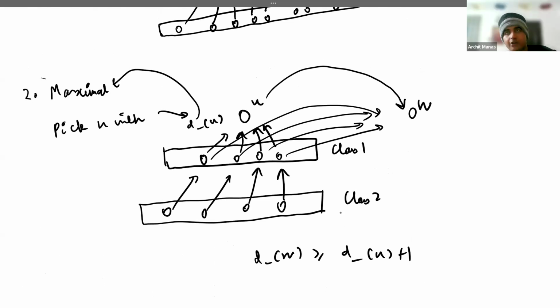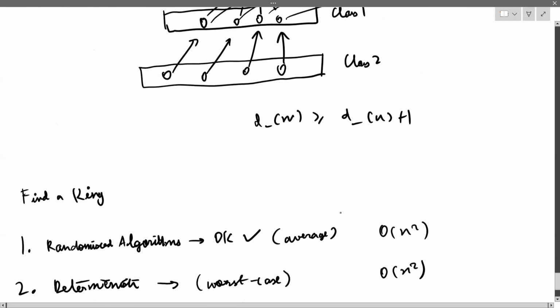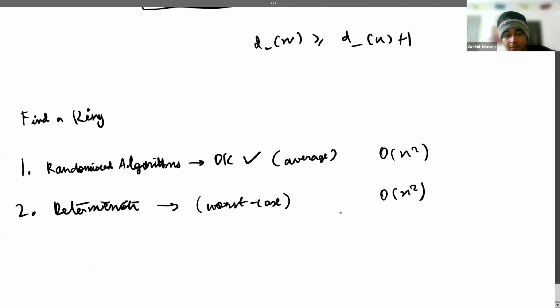But that's still n squared, right? And how are you figuring out this list of kings beforehand? Even if you have god's luck, remember, we're not interested in the maximum out degree vertex. That's a really hard problem. What we're interested in is just finding a king. So if you have a list of kings, then I've already solved it.